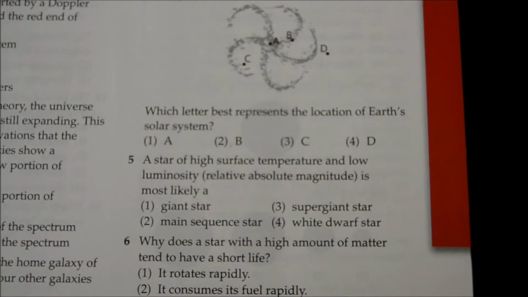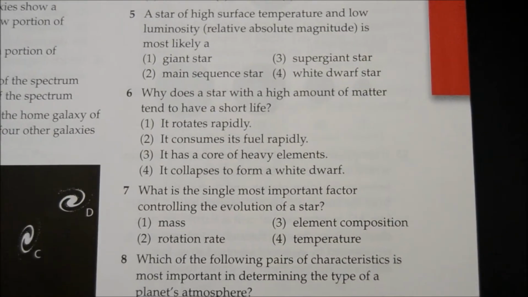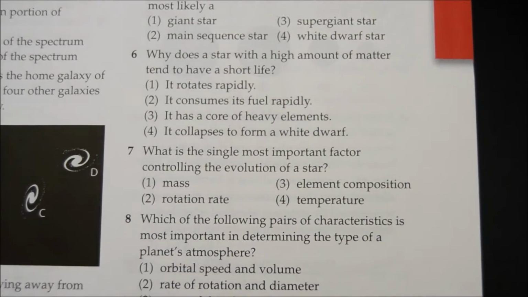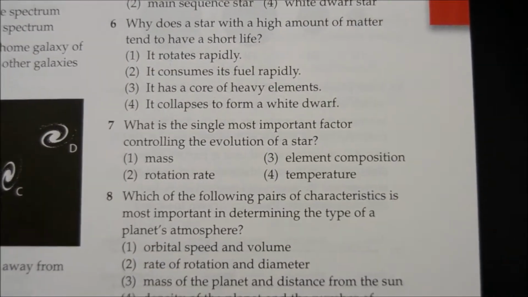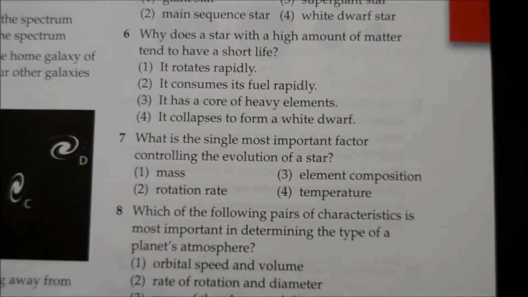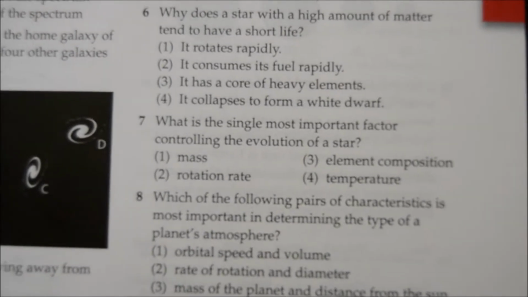Number 6, why does a star with a high amount of matter tend to have a short life? That's because those that have a high luminosity, they burn rapidly. They burn a lot of energy. So with that one, they tend to die quicker. So it's going to be choice 2. It consumes its fuel rapidly.